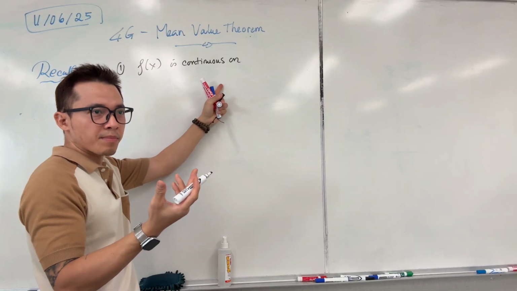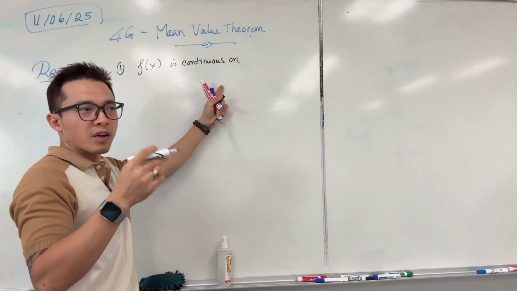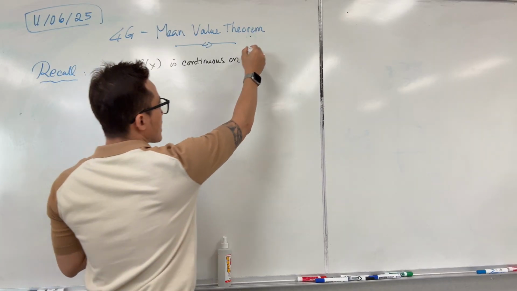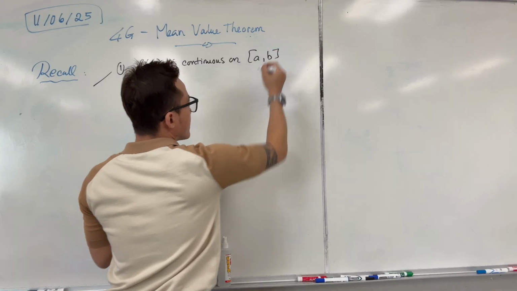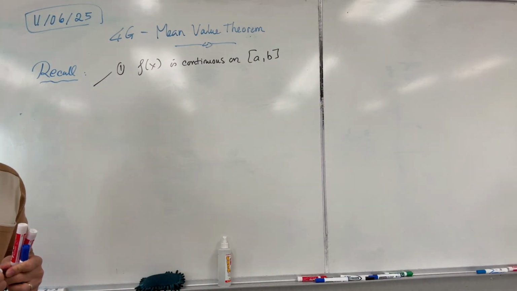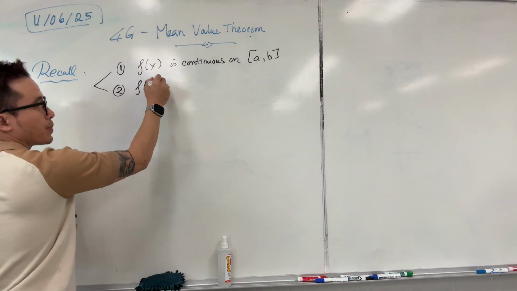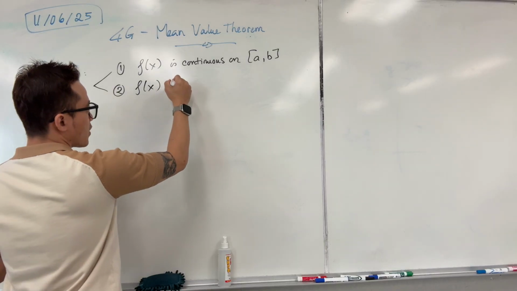Have you heard the words closed and bounded before? It needs to be closed, and it needs to be bounded. That means it needs to have a maximum and a minimum. And the second condition is that the function needs to be differentiable.